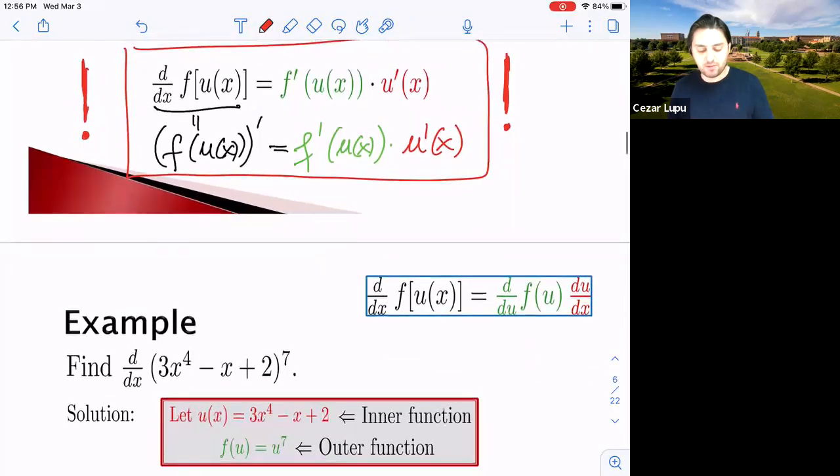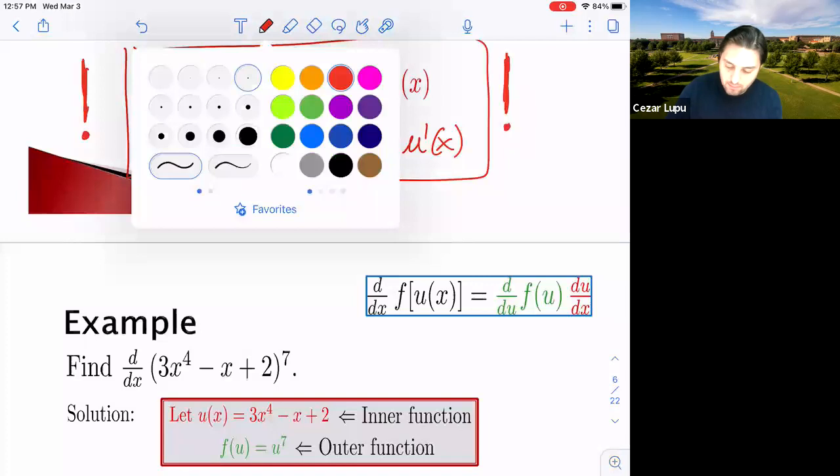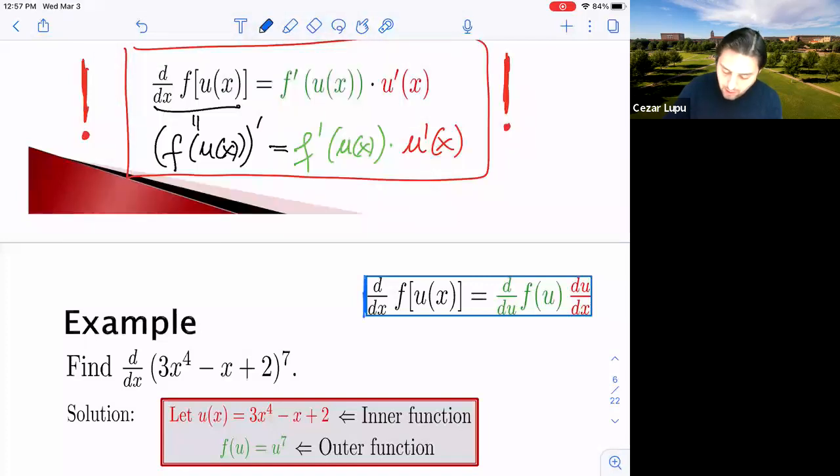So the inner function will be what? Will be that degree 4 polynomial over there, right? So u of x is 3x to the 4th minus x plus 2. So that's the inner function. And the outer function will be f of u equals u to the 7th. And guess what? You have the rule here. Look at this beauty here, right? So you have it here, so let's apply it.